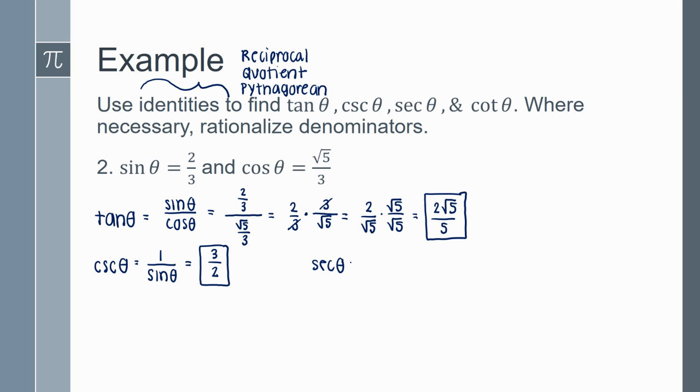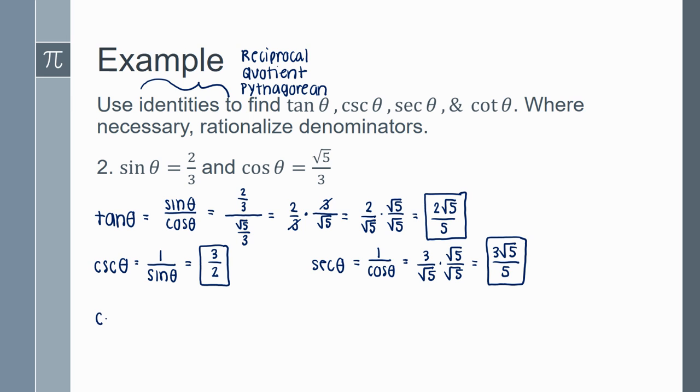Moving on to secant of theta. Once again, what's the fastest way to get there? Well, probably understanding that its reciprocal is 1/cosine of theta. That might be the fastest. Just like the cosecant, I can just take my cosine and flip it around. That gives me 3 over the square root of 5. And then just like the tangent, we're going to have to rationalize. So I multiply the top and the bottom, and that gives me 3 root 5 on the top and 5 in my denominator. And there's my ratio.